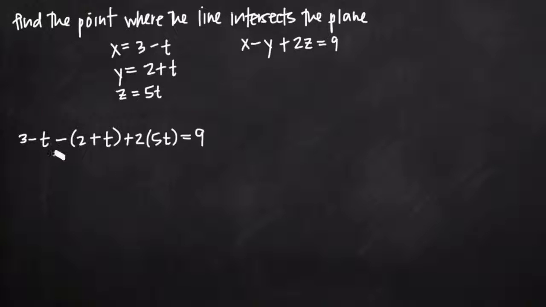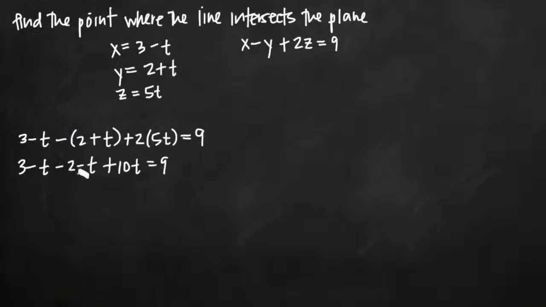Now notice that instead of variables x, y, and z, we only have the t variable in this equation. t, of course, is the parameter value. We want to solve for a value of the parameter where the intersection occurs. So we're going to get 3 minus t. When we distribute this negative sign, we'll get minus 2 minus t. 2 times 5t is 10t, so we'll get plus 10t is equal to 9.